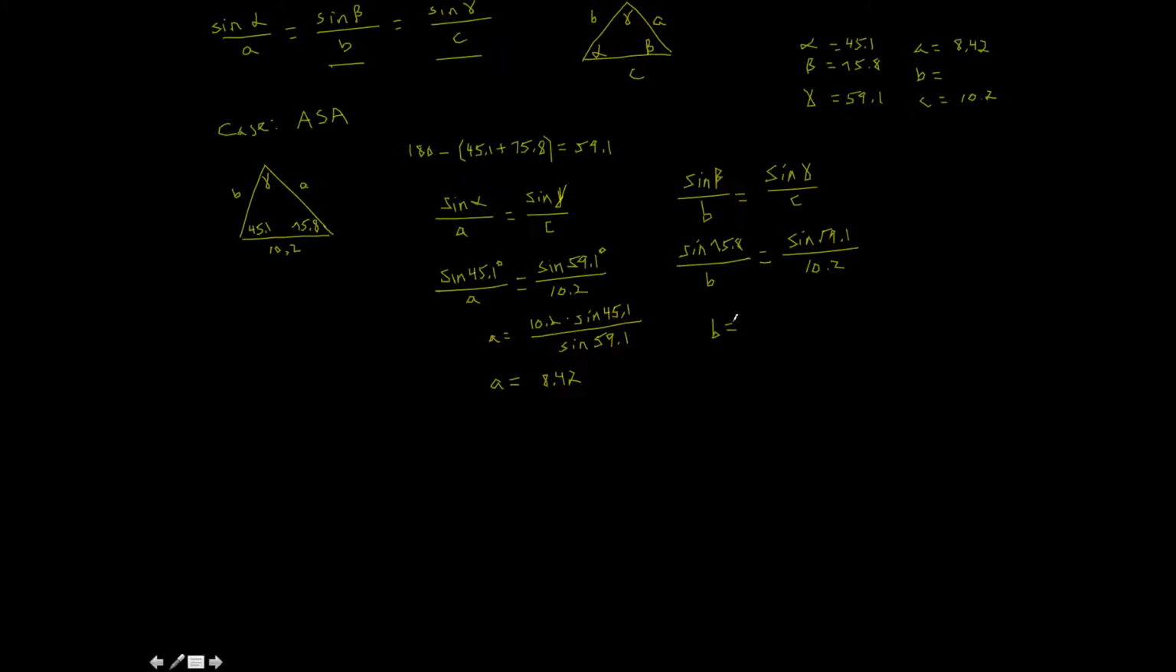Cross multiply and divide, and you should get, to 3 significant digits, 11.5. So once you've solved for all of them, you are good to go. You have now solved this problem. Okay? So that is an angle side angle problem.